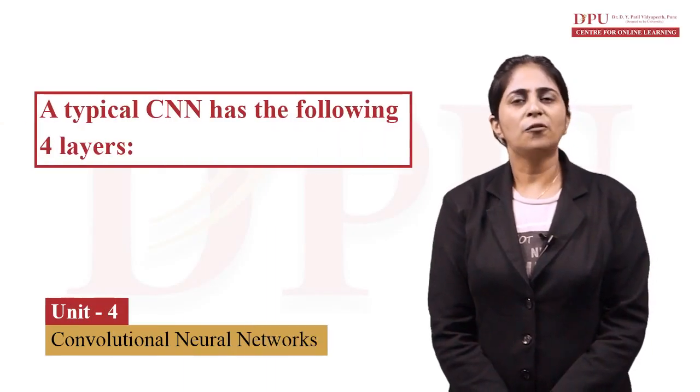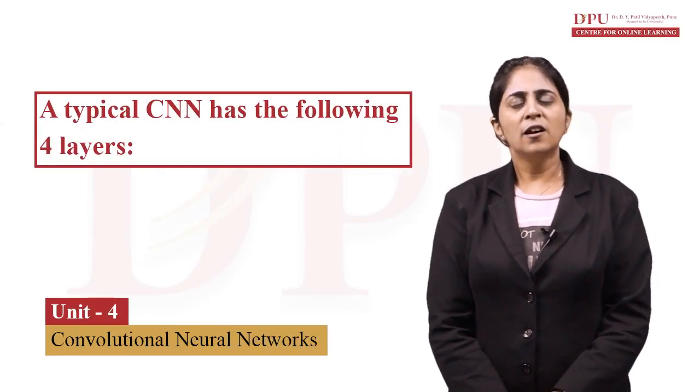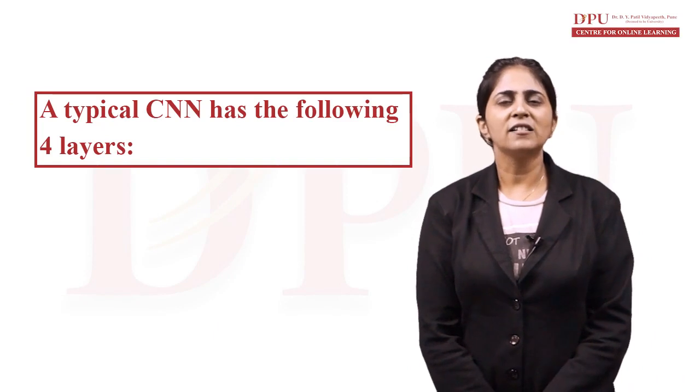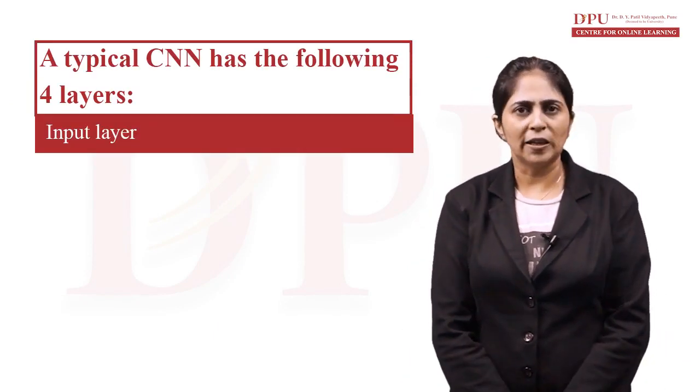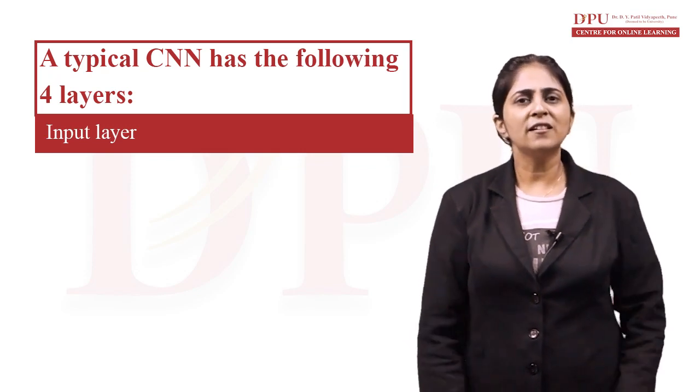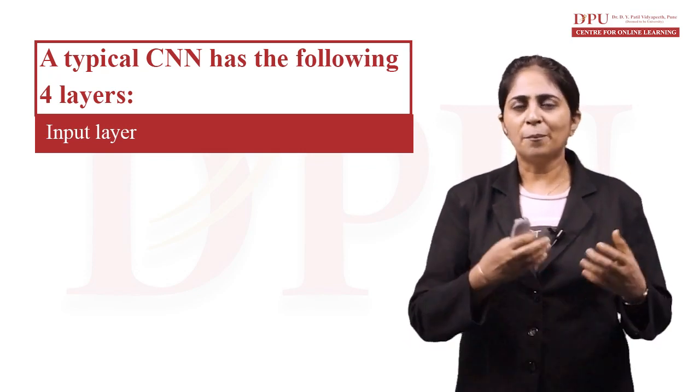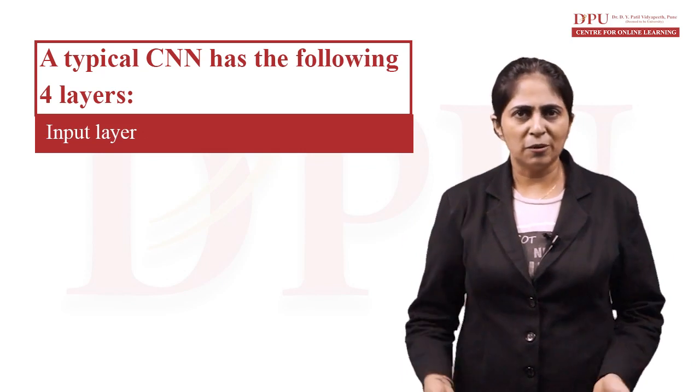What are the different layers of our convolutional neural network? We generally have 4 layers in our convolutional neural network. Talking about the first one, which is the input layer. As the name suggests, it will take some input in the form of images.